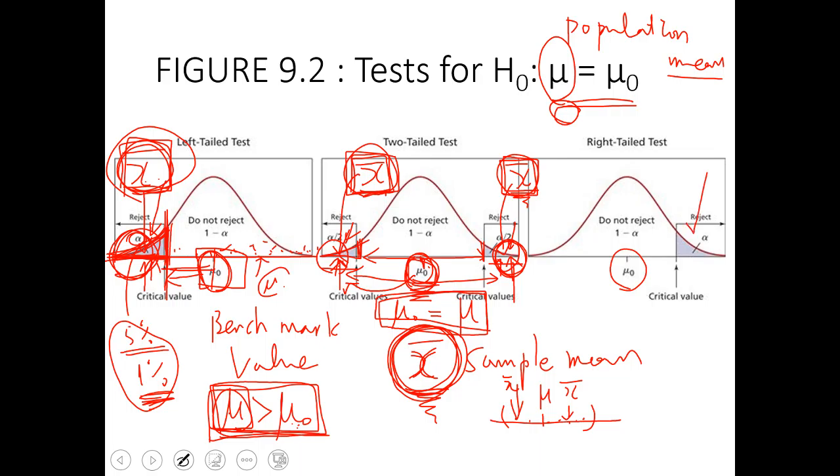It is the same. If x bar is located in here, then we cannot say that mu is less than mu 0, because we observe a very extreme event. Okay.